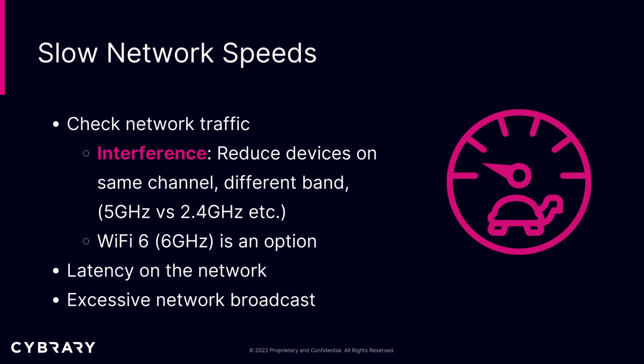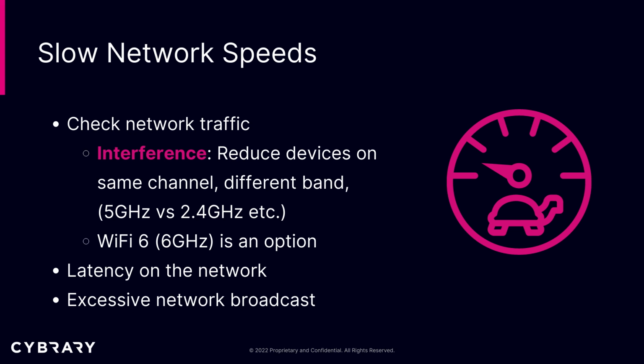Slow network speeds. With slow network speeds, the first thing you want to do is check the network traffic. There are a lot of things going on in your network that could be generating traffic and causing your network to be slow. Just like traffic on a highway, the more cars you get and the more traffic you have, the slower the traffic is going to be. Same thing on a wired and wireless network. Interference could be one of the biggest factors. Reducing devices on the same channel will reduce a lot of that traffic and thus increase the network speeds. Again, look at the channels or frequencies you're using: 5 gigahertz versus 2.4. A move to 6 gigahertz is an option.